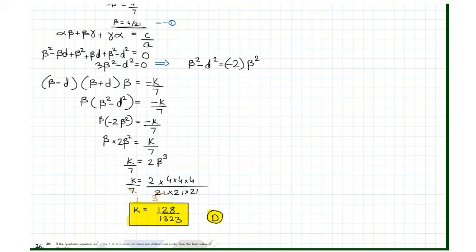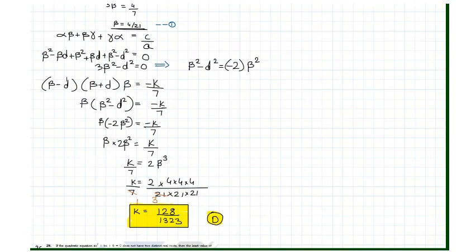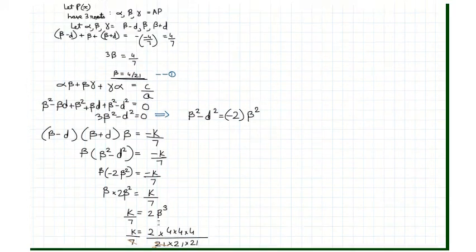And the last one we can obtain from the relations of roots is (beta - d) beta (beta + d) = -k/7. Beta into (beta^2 - d^2) is -k/7. Now we substitute beta^2 - d^2 = -2 beta^2 in this equation. We get -2 beta^3 = -k/7, or 2 beta^3 = k/7. Substituting beta = 4/21 from equation 1 into this, we get k/7 = 2 into 4^3 divided by 21^3, or k = 128/1323, which is option D.